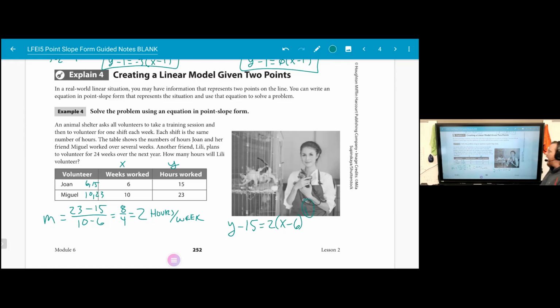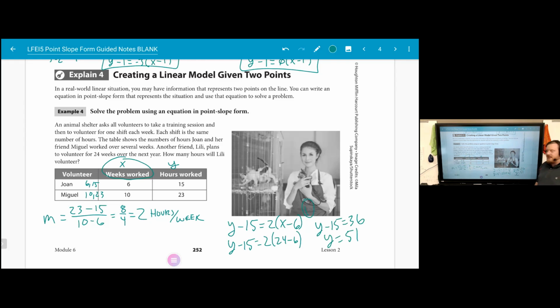Now we need to figure out how many hours will Lily volunteer if she does 24 weeks. Weeks was in the X column. So we're going to take X weeks and put 24 in for X. So Y minus 15 equals 2 times 24 minus 6. Well, 24 minus 6 is 18. 18 times 2 is 36. So I have Y minus 15 equals 36. Add 15 to both sides, and Y is 51.